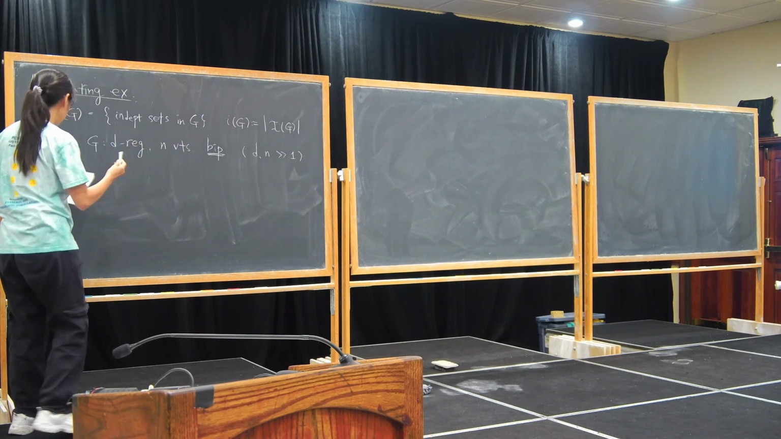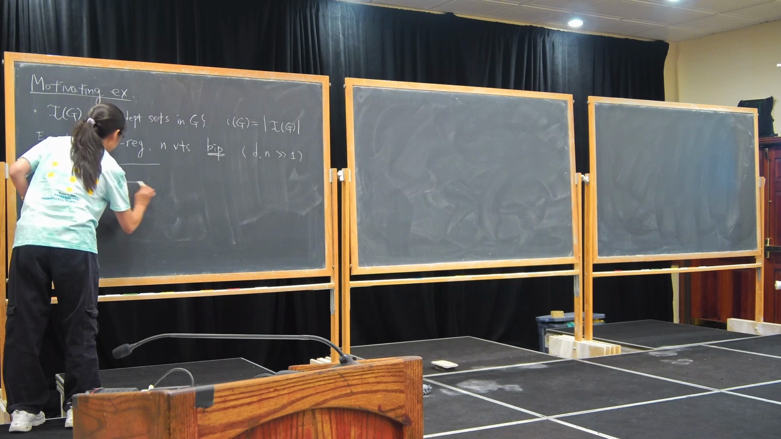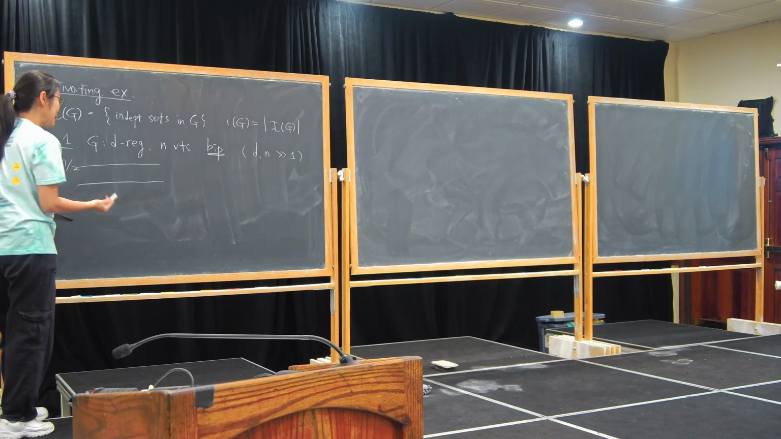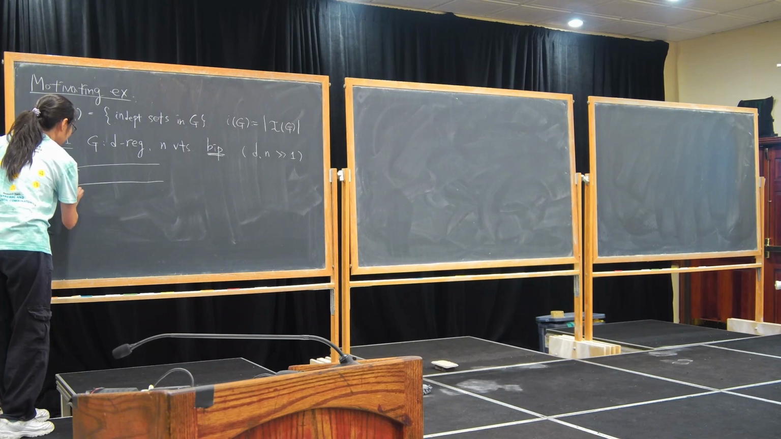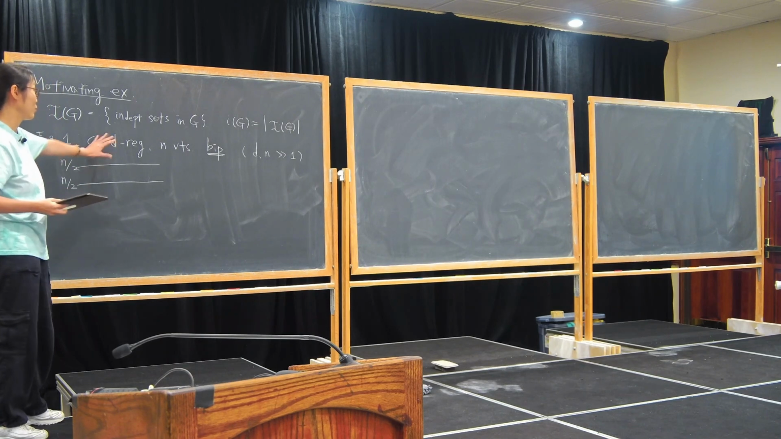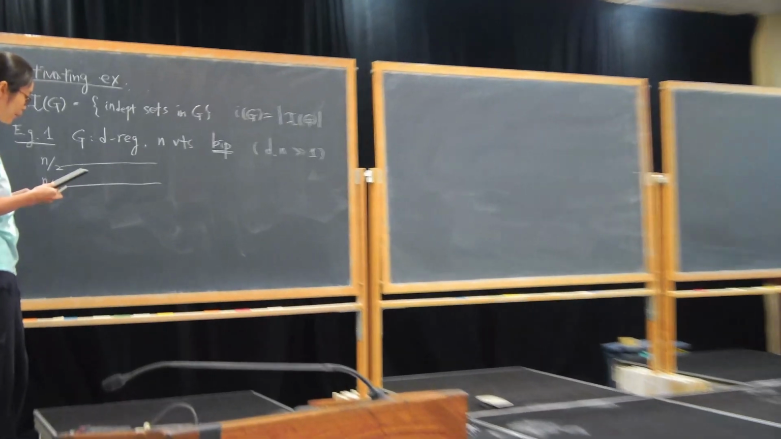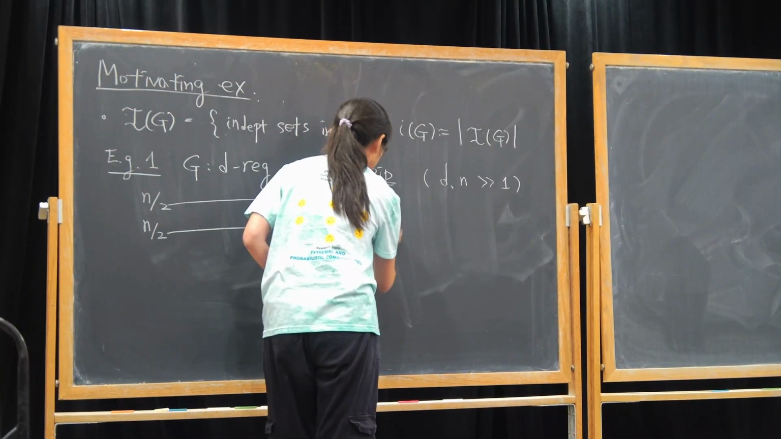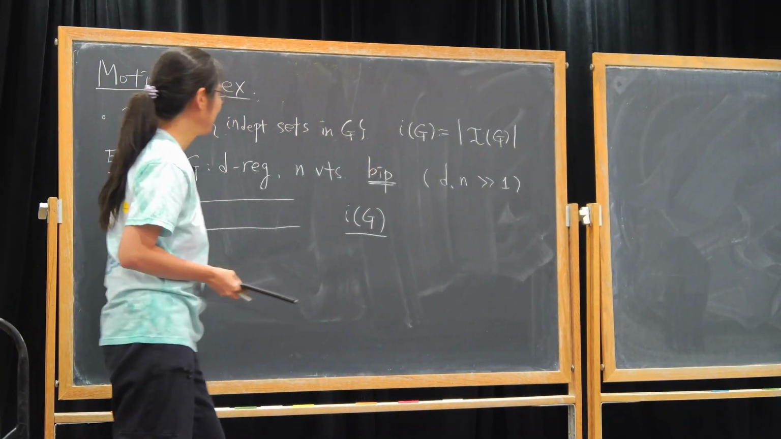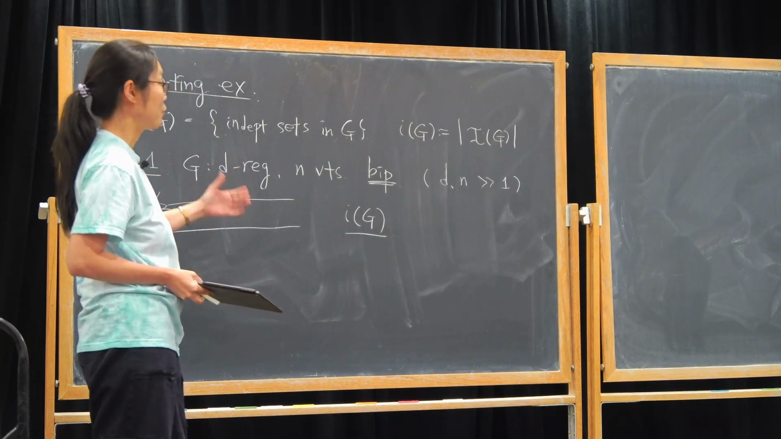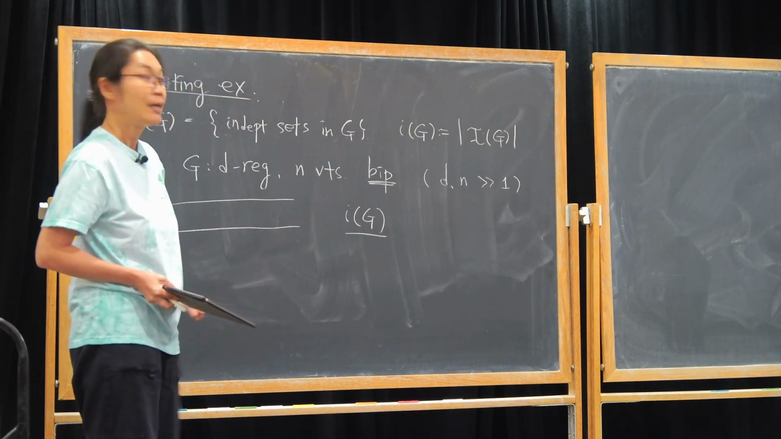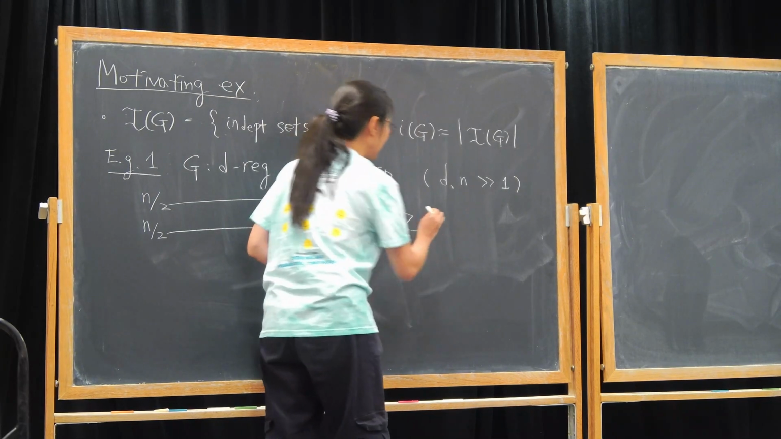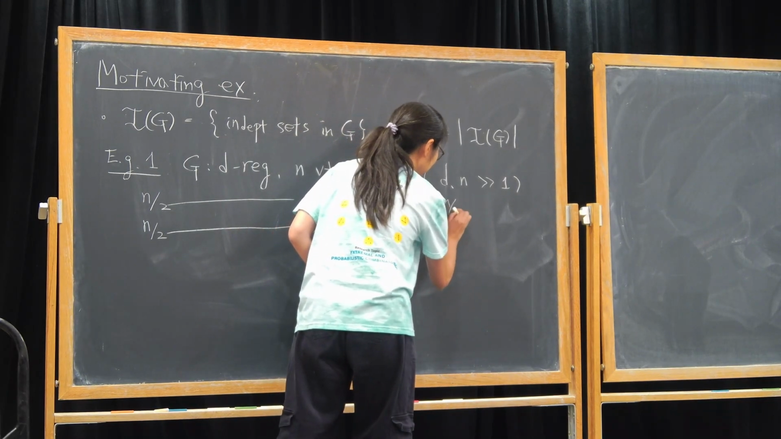So they are just large numbers. And so the situation is we have this graph. On one side, we have exactly n over 2 vertices, and on the other side, we also have exactly n over 2 vertices. So n is an even number. And then in this case, we want to think about what is the number of independent sets in this graph. So first of all, we have a very easy lower bound. This is at least 2 to the n over 2.